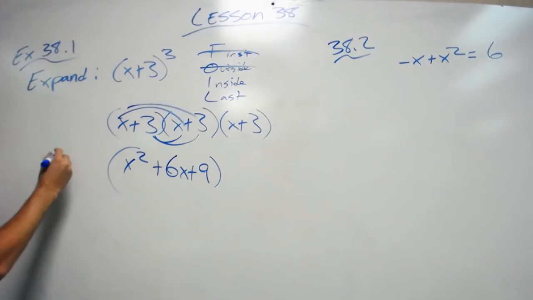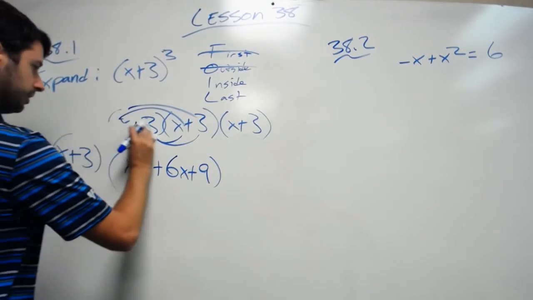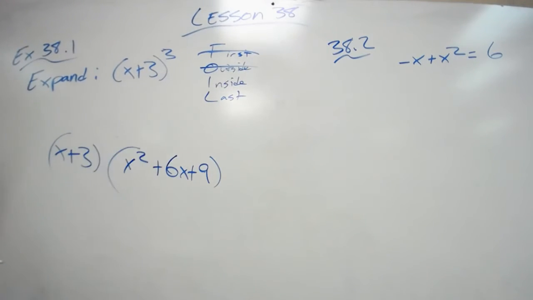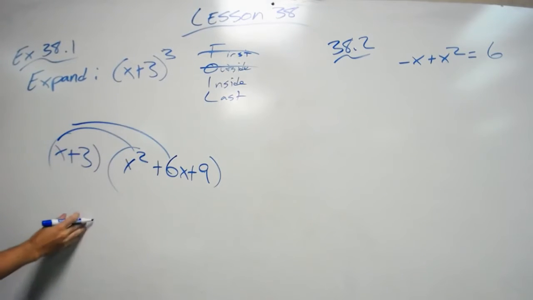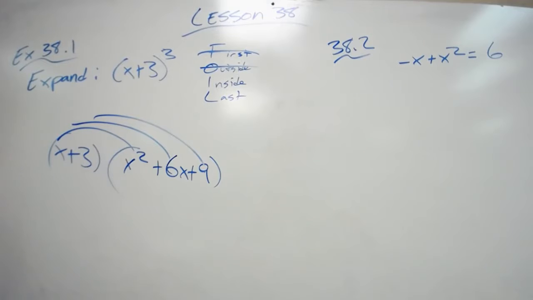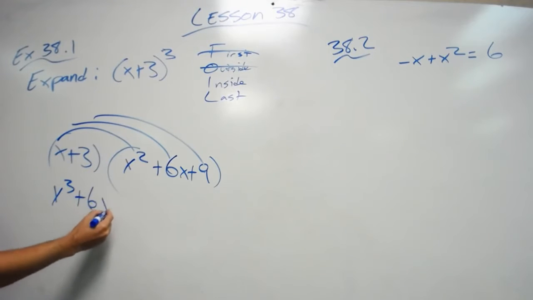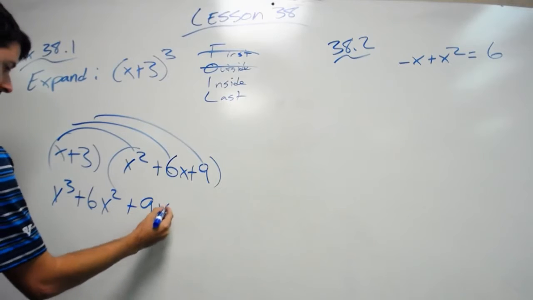I'm going to move this right here because I like the shorter one first. I like the 2 in front of the 3. And from here, you multiply everything by everything. So I'm going to multiply this x by the x squared, 6x, and 9. That will be x times x squared is x cubed. X times 6x is plus 6x squared. X times 9, plus 9x.